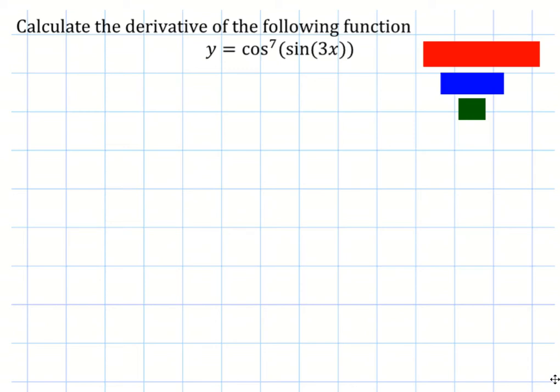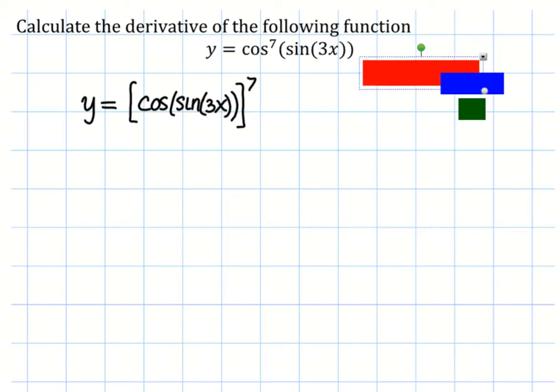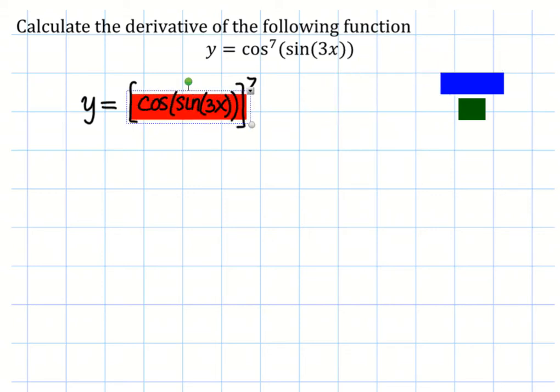We are going to find the derivative using the chain rule. First, we need to rewrite the function because that 7 power is the power of the cosine. So I will write it as cosine of sine of 3x to the 7 power. Right, now we're going to cover that up.